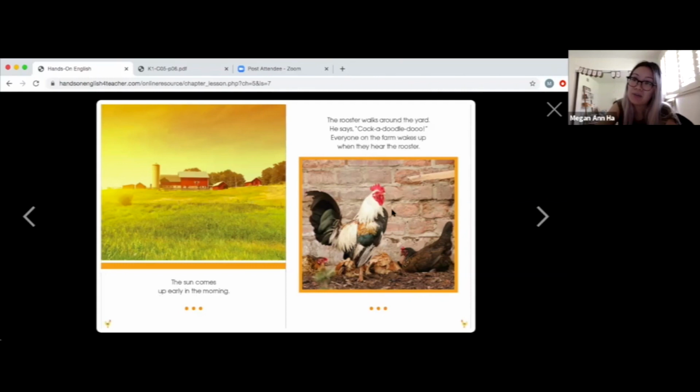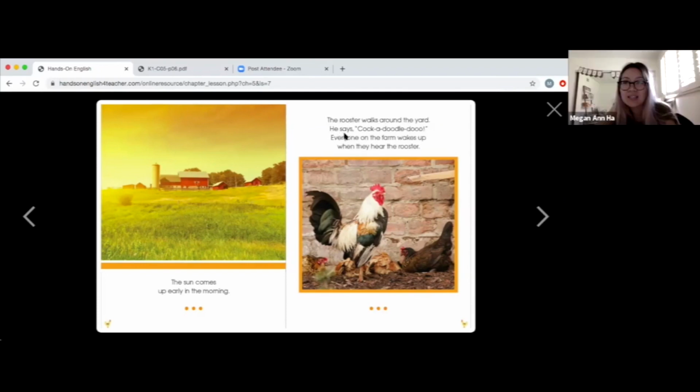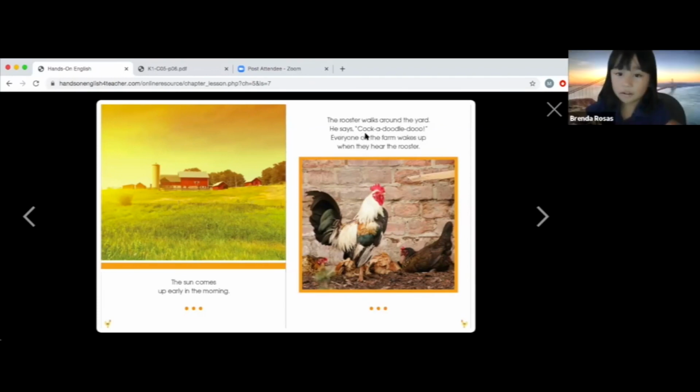Now I'm going to do echo reading. That means I'm going to read it first and you repeat it, okay? Can you listen? Okay. The rooster walks around the yard. Can you try? The rooster walks around the yard. Good. He says cock-a-doodle-doo. He says cock-a-doodle.